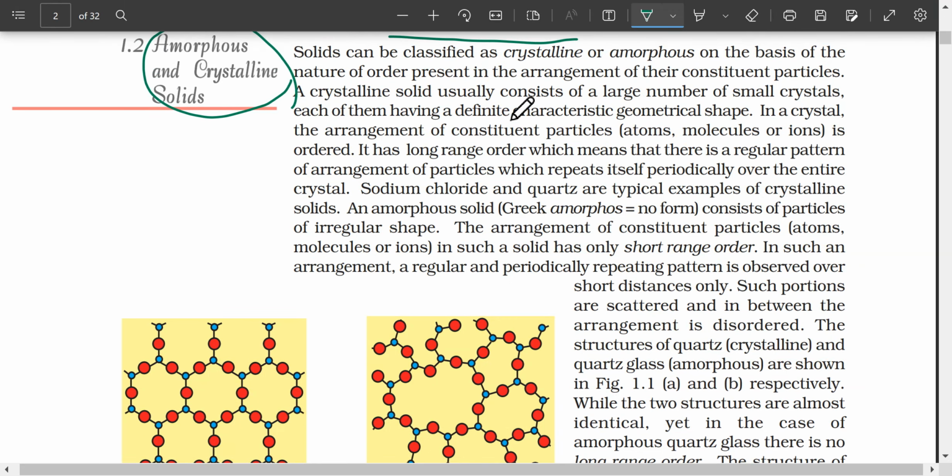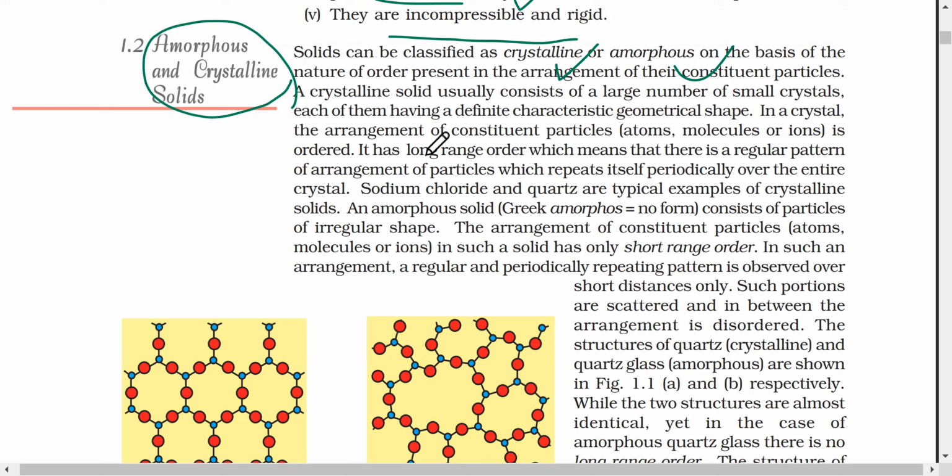Solids can be classified as crystalline or amorphous on the basis of the nature of order present in the arrangement of their constituent particles. So, either a certain arrangement or randomly placed: amorphous solid or crystalline. A crystalline solid usually consists of a large number of small crystals, each of them having a definite characteristic geometrical shape. So, in a certain pattern, you will have the molecules in a crystalline solid.